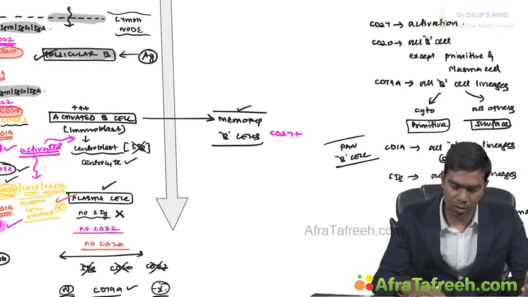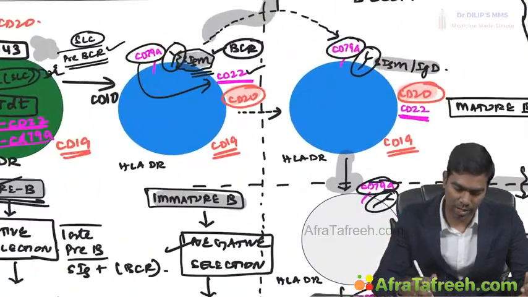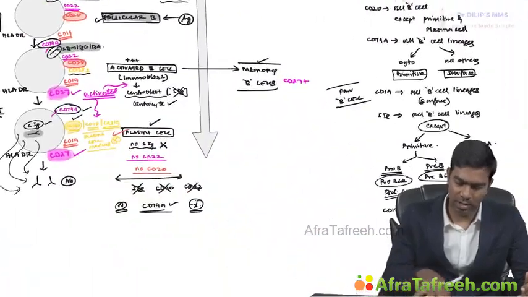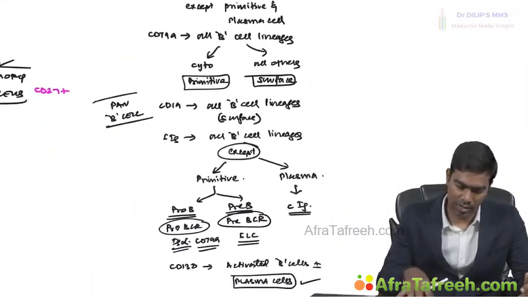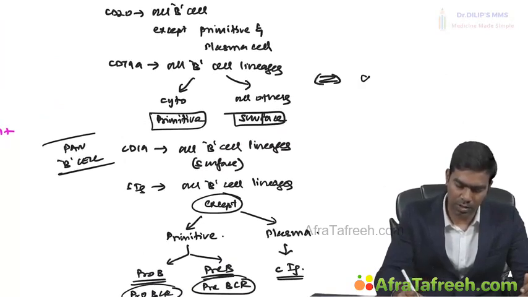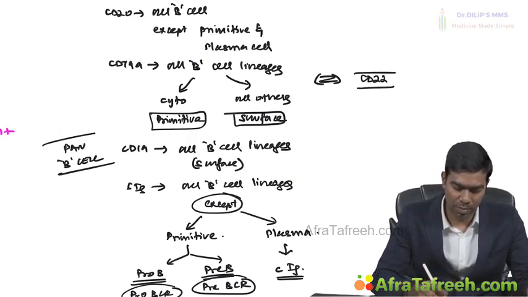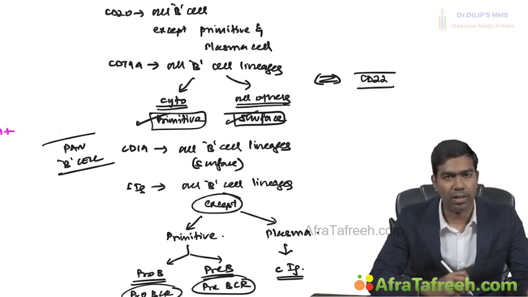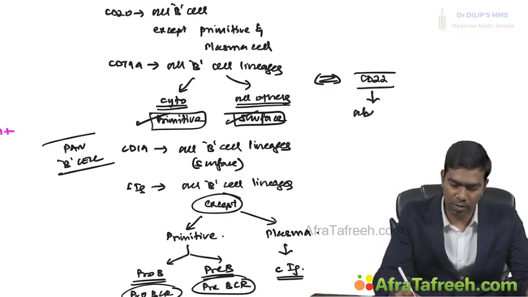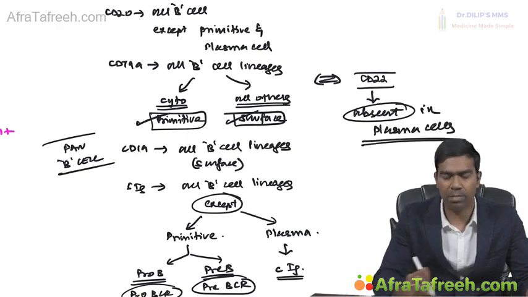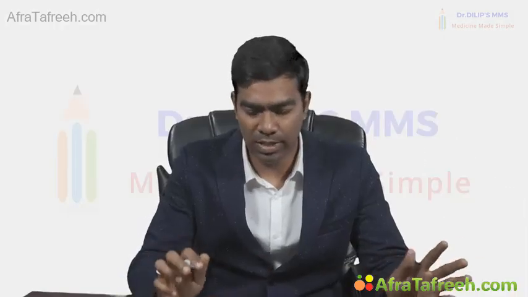And CD22 also goes hand in hand. I told you CD22 always goes hand in hand with CD79A. So you can write it like this: CD79A, which is almost equivalent to CD22. CD22 is somewhat similar to CD79A, where again in primitive B cell stages it will be seen in the cytoplasm, whereas in all the other lineages it will be seen on the surface. But remember, the only exception is that CD22 will be absent in plasma cells. CD22 will be absent in plasma cells. Clear? But all the other B cell lineages will have CD22 either on the surface or in the cytoplasm.